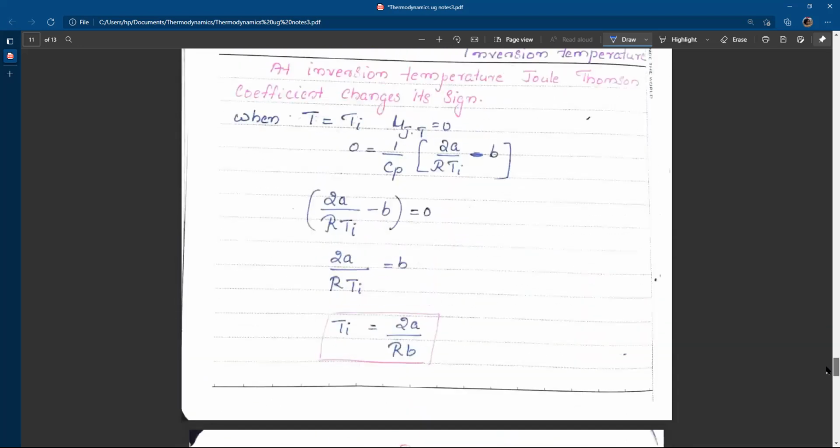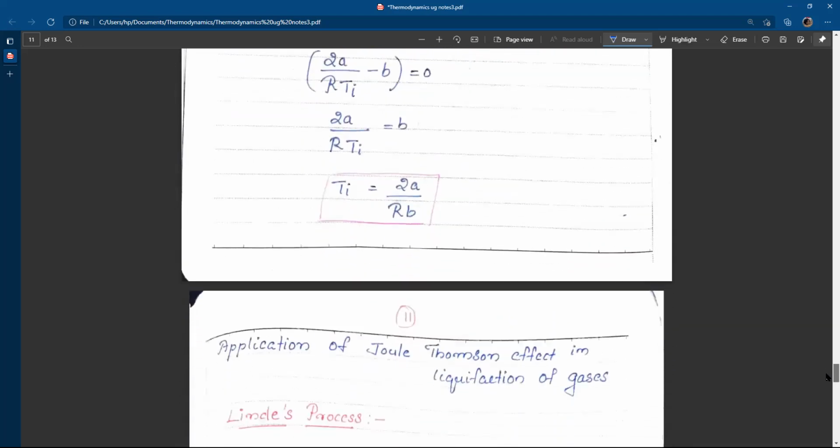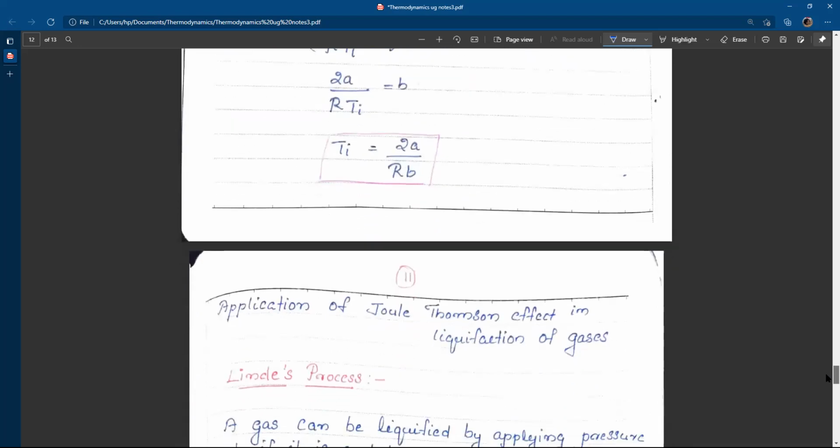Since a and b are characteristic constants of a gas, Ti is a constant for a gas.